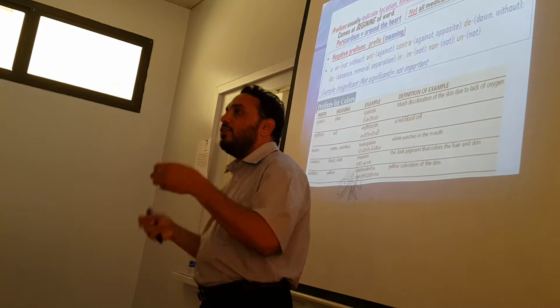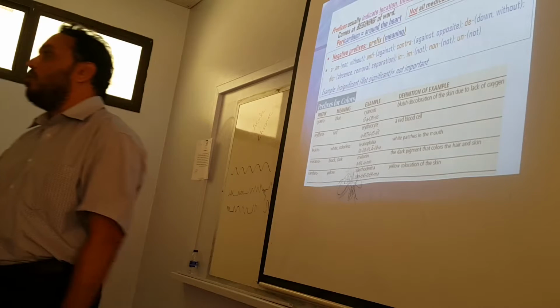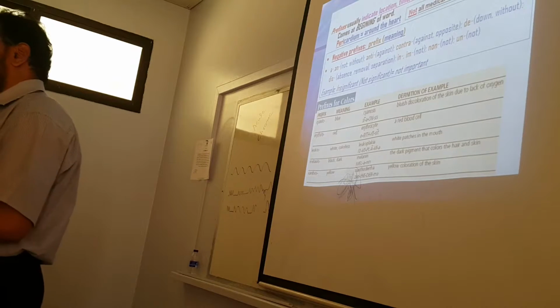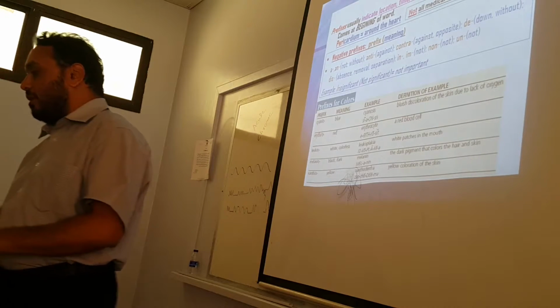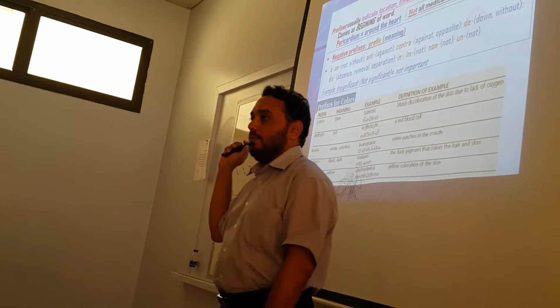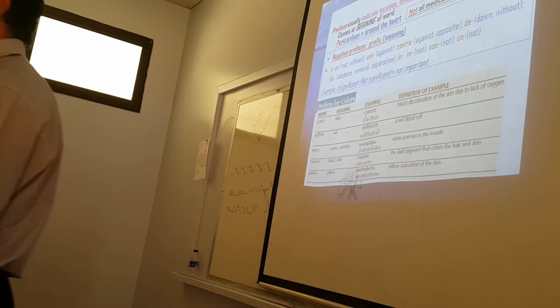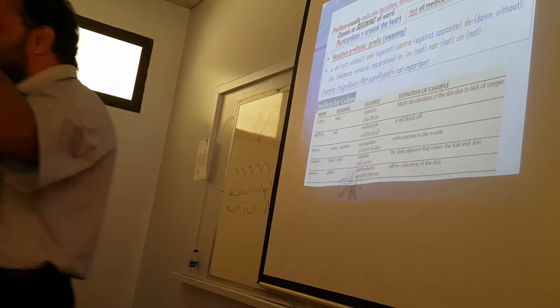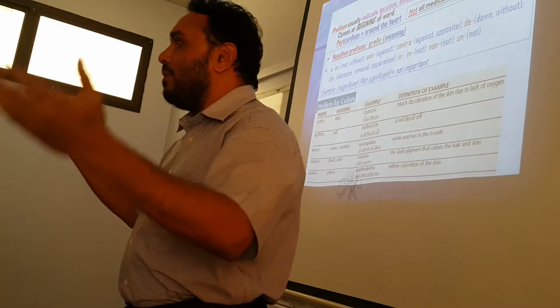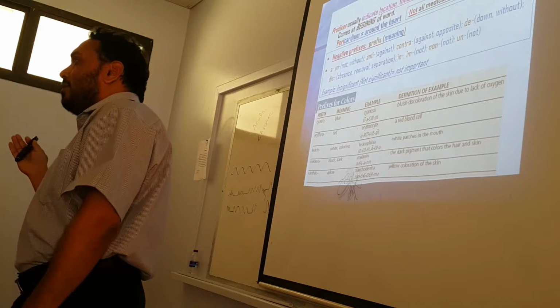Pericardium: what is around the heart? It's a layer of tissue on the outside of the heart. All of us have it. That is called the pericardium. Now, can you tell me the root here? Cardi, right? And at the same time, can you tell me the suffix?